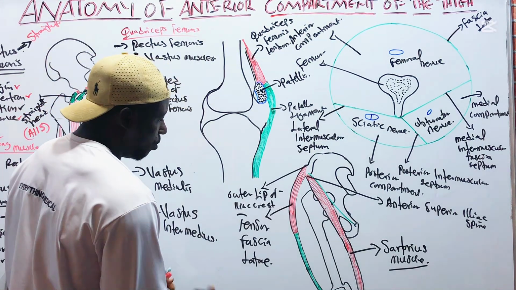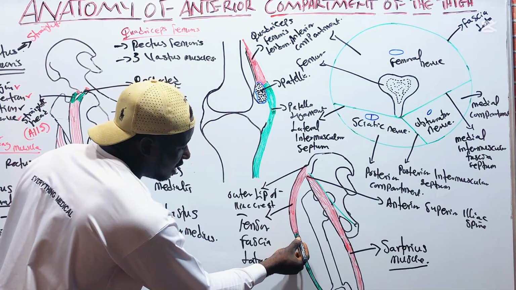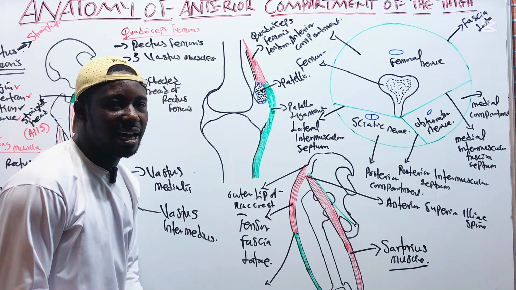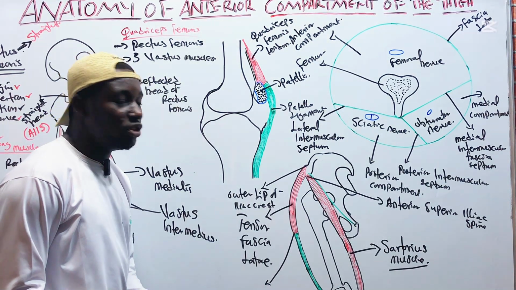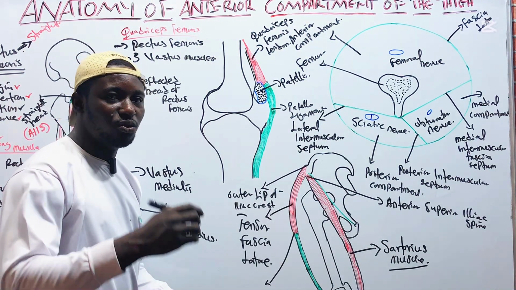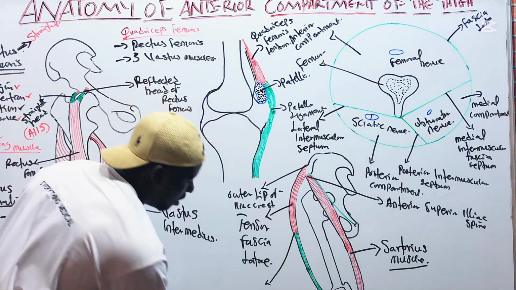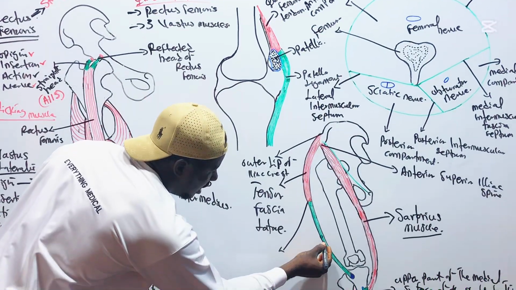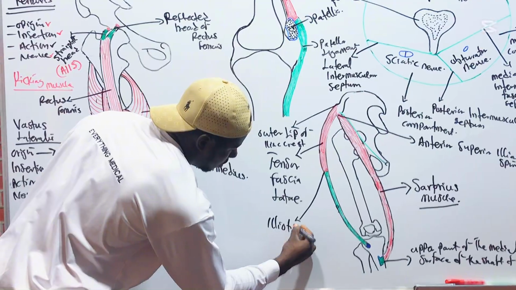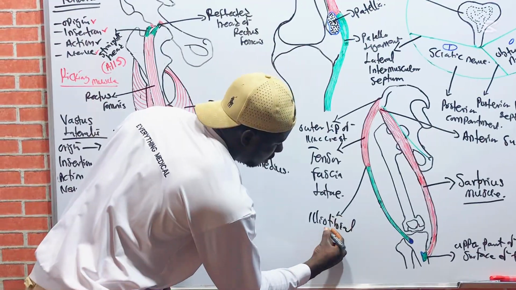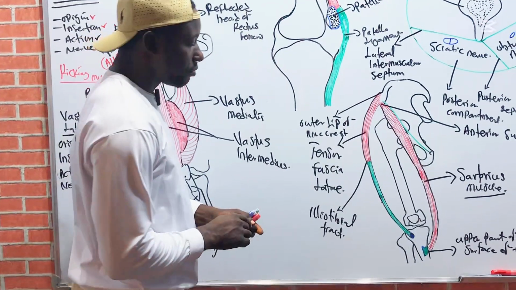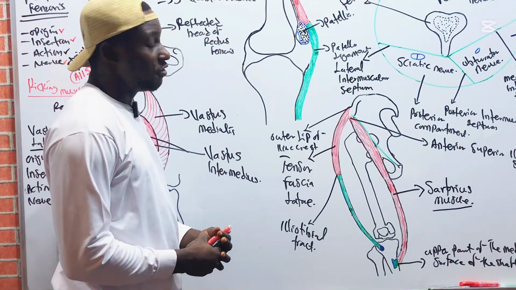What is the insertion? This is the point of insertion. It inserts at the iliotibial tract below the level of the greater trochanter. This is the iliotibial tract. That is the point of insertion of the tensor fascial latae.